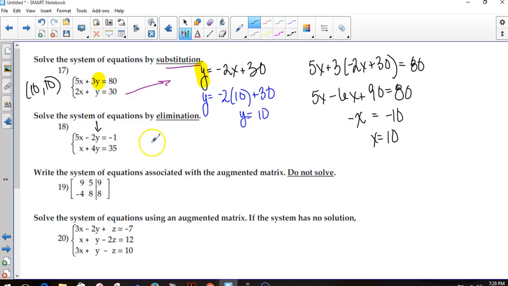And so the easiest one, I think, to get rid of in number 18 is my y values, because if I multiply my first equation by a 2, that becomes a negative 4y, and my second equation has a positive 4y. So that when I add these two together, I get 11x, y's go, equal to a 34.